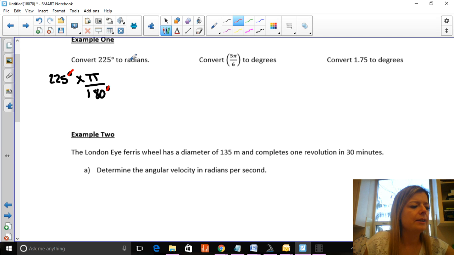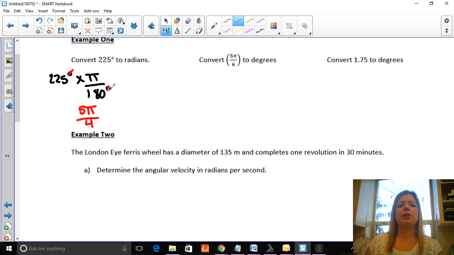So we get 225 over 180 pi. You have to put that fraction in lowest terms, so you get 5 pi over 4. Wherever possible, you want to leave it with the pi included. You don't want to turn it into a decimal.